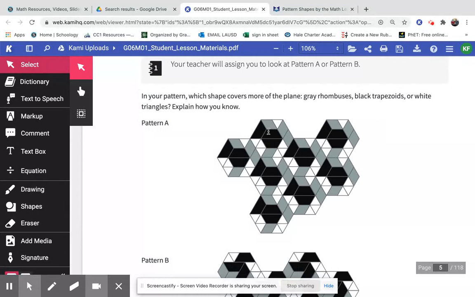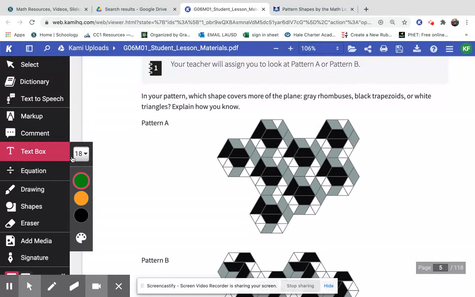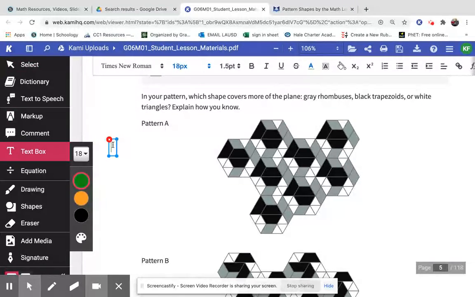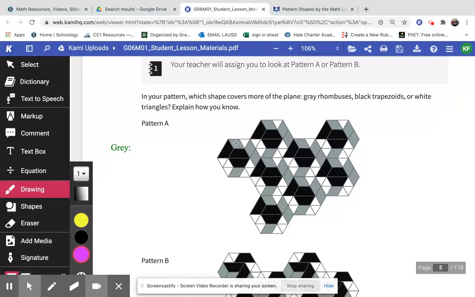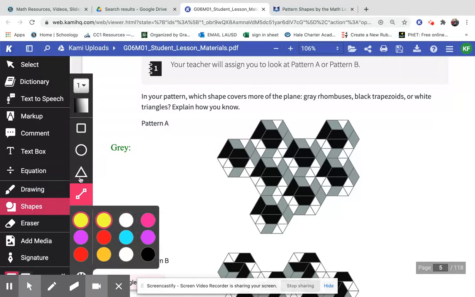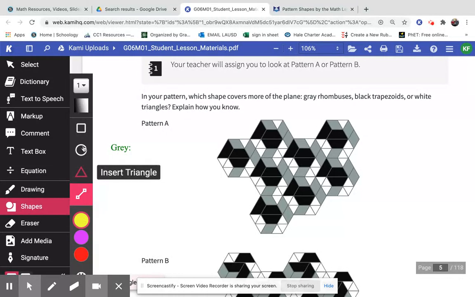First thing I'm going to do is count all of these shapes. So it said gray rhombuses. So right here, I'll make a little text box. Sure, green, why not? And write in gray. And I know that that's the rhombus. I like to actually make a dot, so that way I know I've counted something. Maybe a shape, that would be good. Well, let's see what happens.